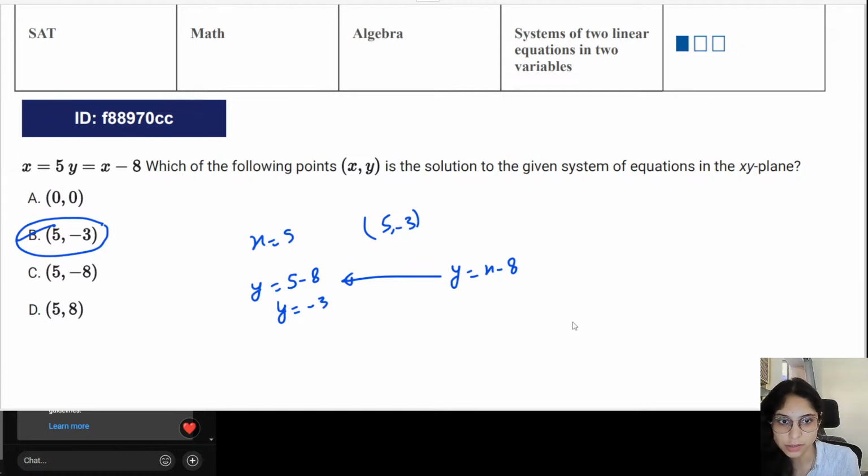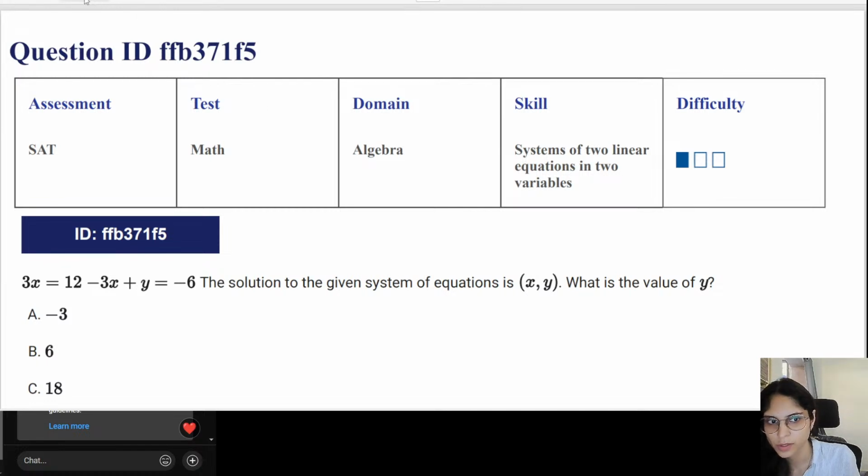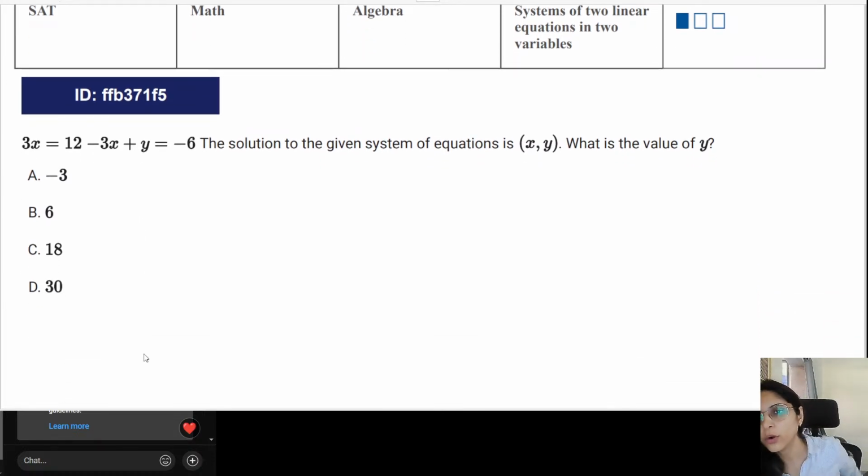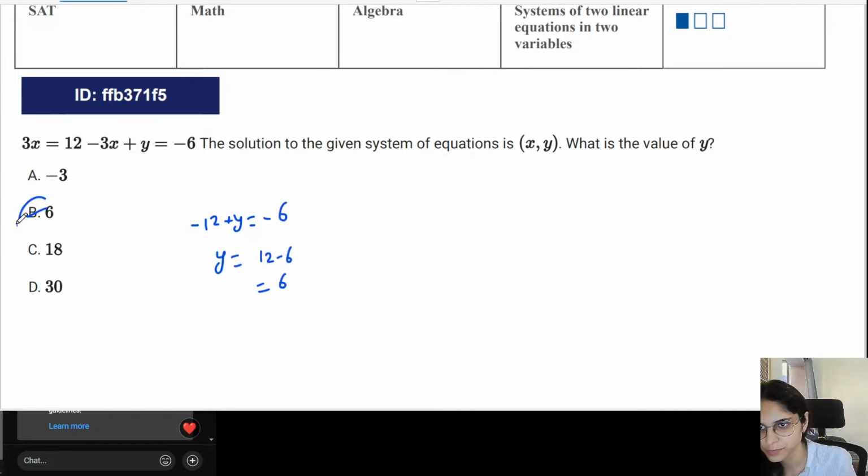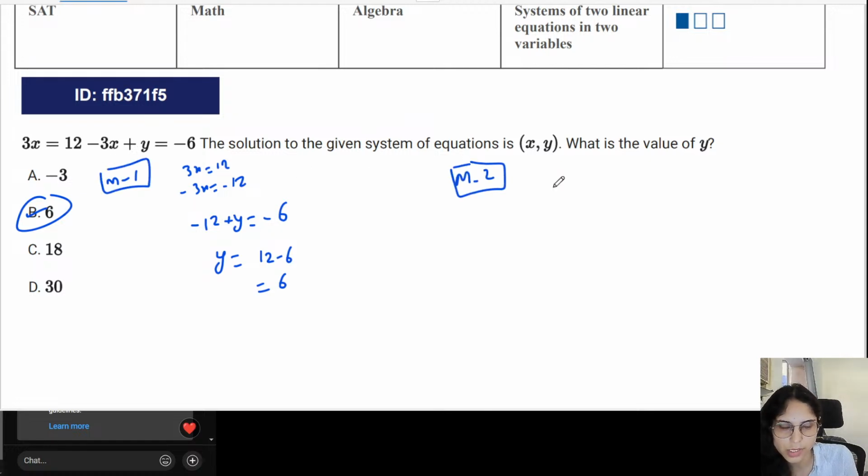Next is question number 37. Again, the value of 3x is 12, so x is going to be 4. Okay, even better. 3x is given as 12. Negative 3x is going to be negative 12. Negative 12 plus y equals negative 6. Y is going to be 12 minus 6, that is 6. How did we get that? So 3x is equal to 12. So negative 3x is going to be negative 12. Okay? And that is it. You get the value of y. This is method 1. Method 2, yeah, you can always use Desmos.